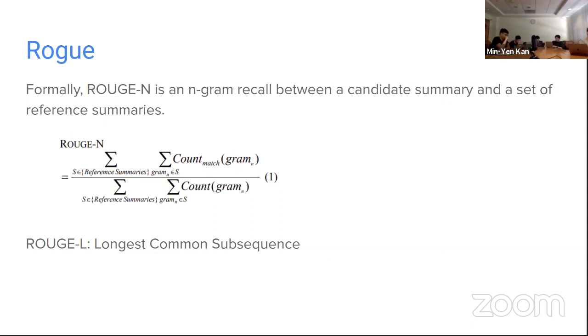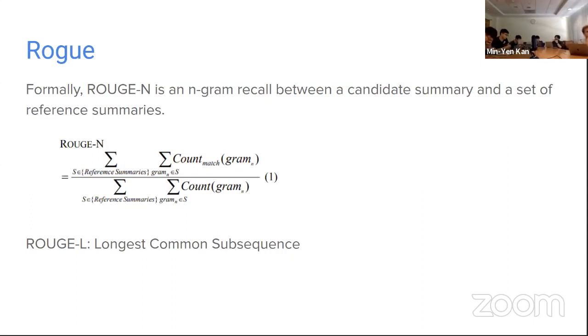And one of them is Rouge. I've never had to pronounce it before, but I believe it's pronounced as Rouge, right? Yeah, it's a French word. Formally, as Min already described about 2 minutes ago, it's an n-gram recall between a candidate summary and a set of reference summaries.